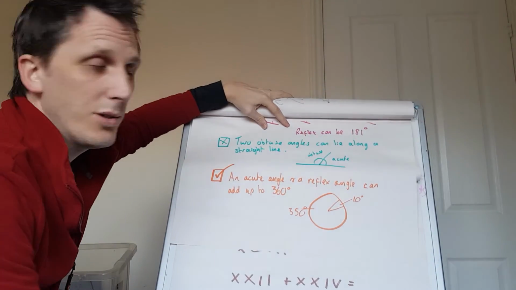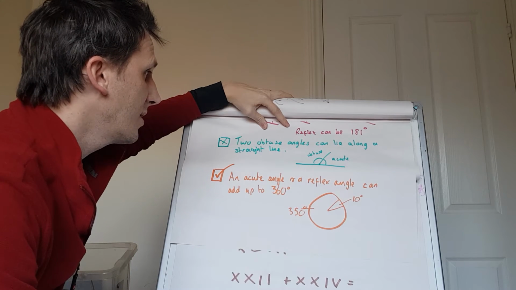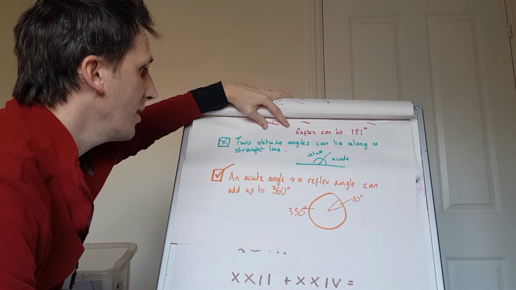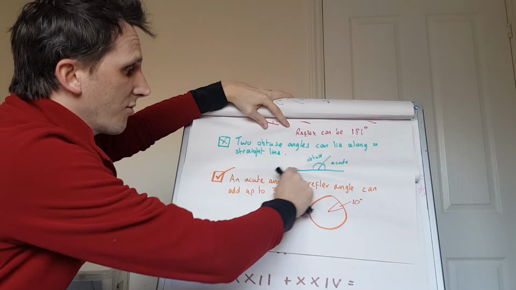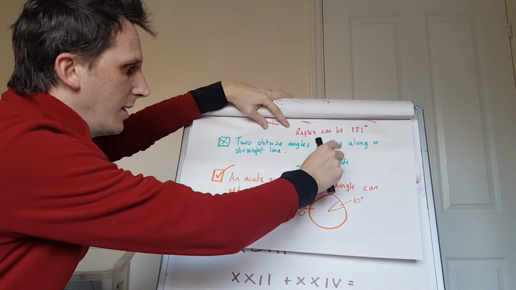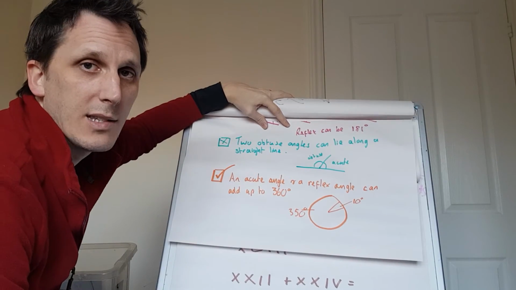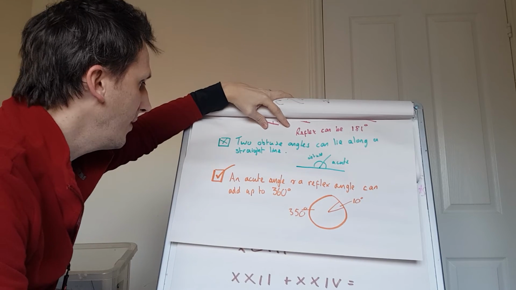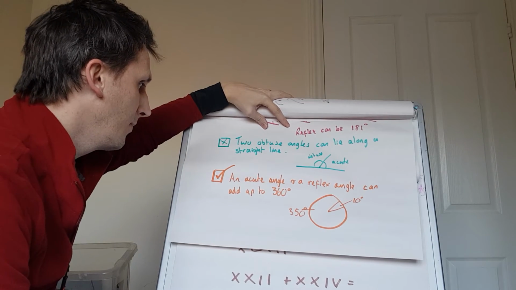The third one was: 2 obtuse angles can lie along a straight line. Well, if I draw a straight line and I draw any obtuse angle, immediately the one on the other side of it is going to be acute. So no, that one definitely isn't true. So I've crossed that one.